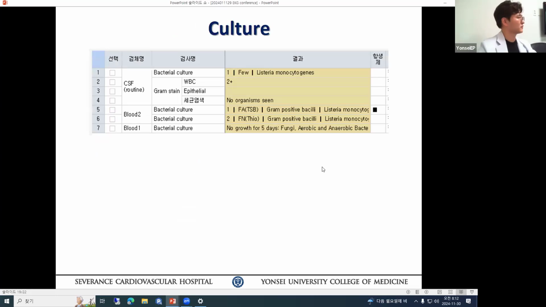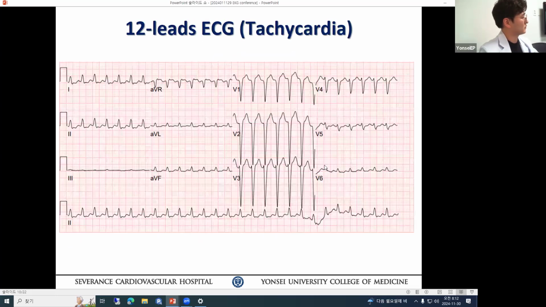The first EKG you showed us, what was the tachycardia rate there? I thought it was faster than 120. No?